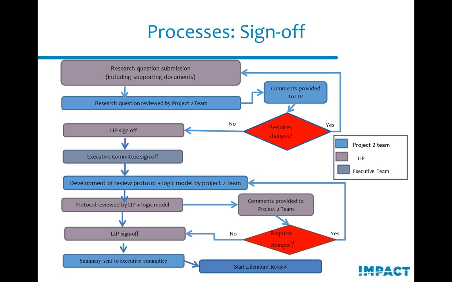So once we develop a protocol, we have the first iteration of the logic model, then we will send it back to the LIP in order for them to review it and then provide us with any comments or any changes that would be needed. As you can imagine, there's a lot of back and forth that can happen that may not be represented completely in this sign-off process, but just keep in mind that it is there. And once the review protocol and the logic model is finalized, then we will send a summary to the executive committee for their consideration. And afterwards, we will start the literature review.